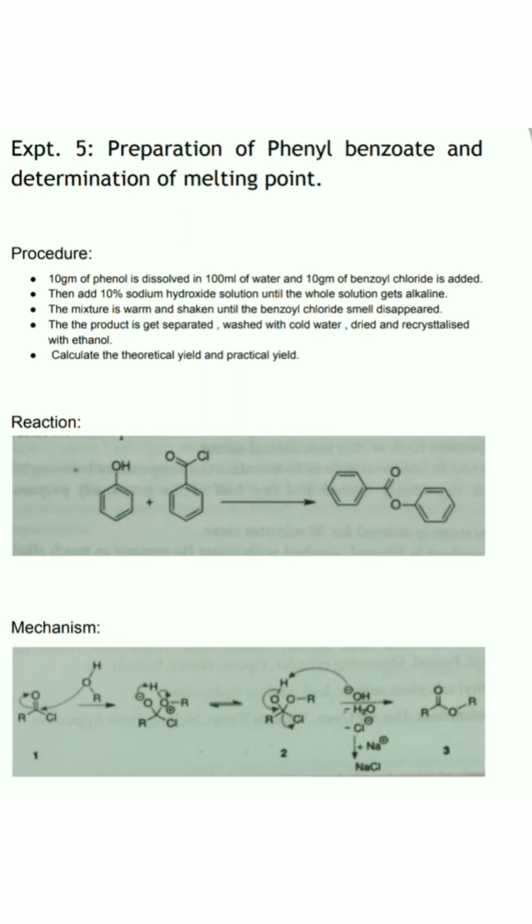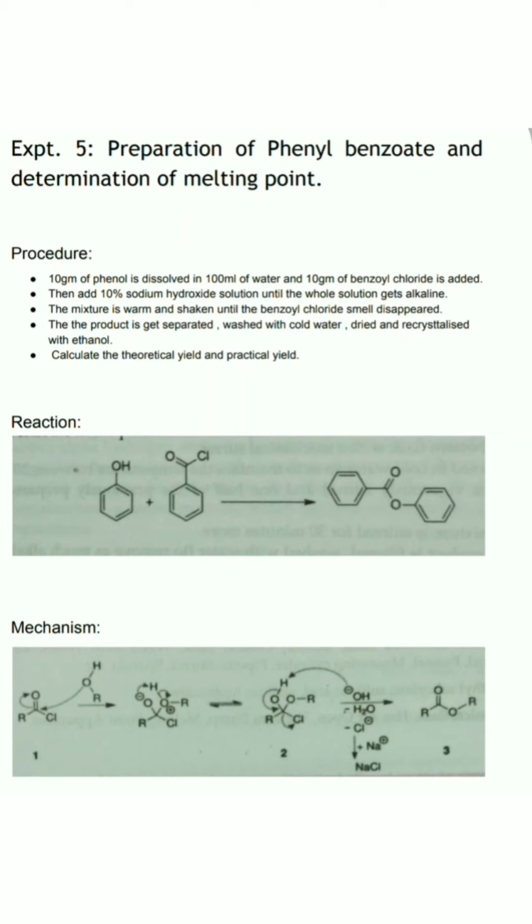Of the organic chemistry. Today we will prepare phenyl benzoate from phenol, and we have to determine the melting point of it. The basic principle of this preparation of phenyl benzoate is that when we react benzoyl chloride with phenol in excess of sodium hydroxide, it will get benzoylated and gives an ester. The ester here is phenyl benzoate.